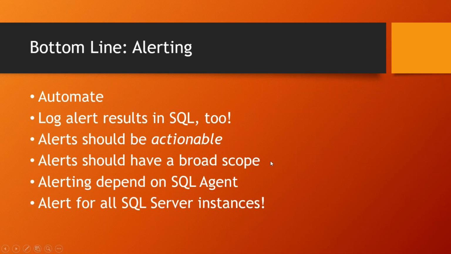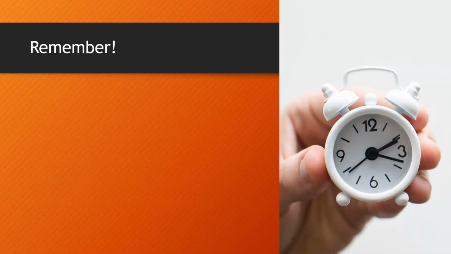They should be actionable, should have a broad scope. Broad scope, that kind of refers to, we're not just logging on failed jobs, but this hasn't happened at all for whatever reason. And alert for all SQL Server instances. All right.